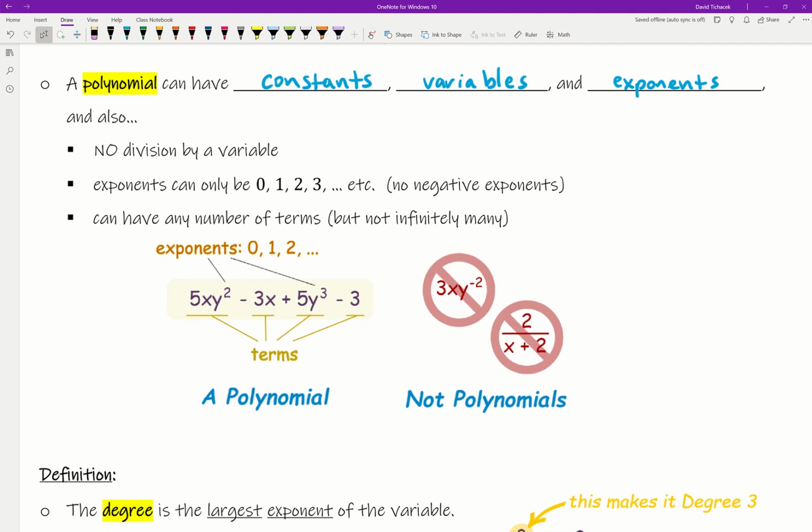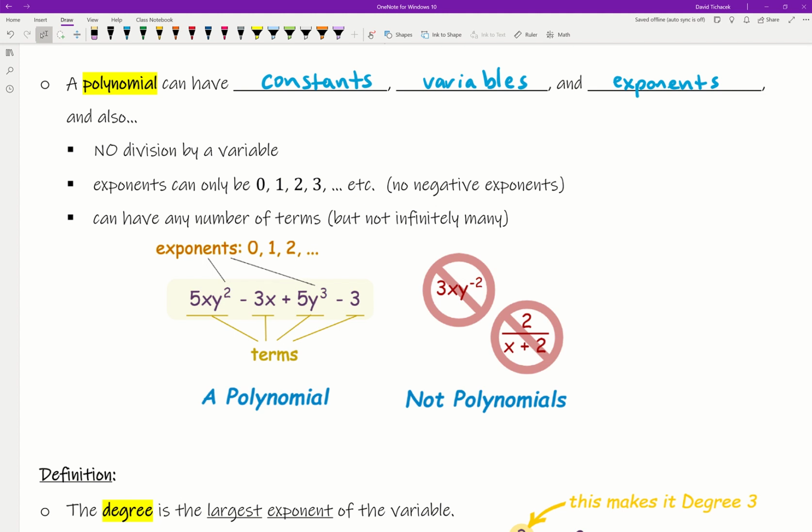So first of all, a really quick definition for what a polynomial is, just so that you know one when you see one. A polynomial is an algebraic expression that can have three different types of things in its structure. So it can have constants, so those are numbers with no variables. It could have variables, and it could also have exponents on those variables.